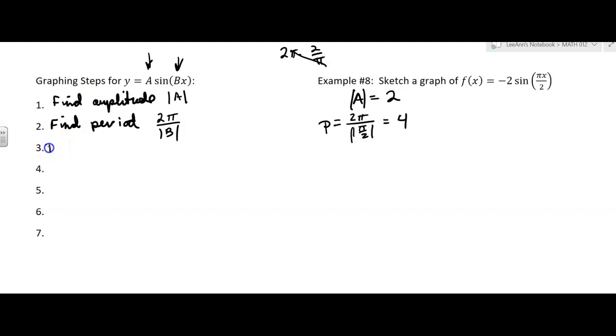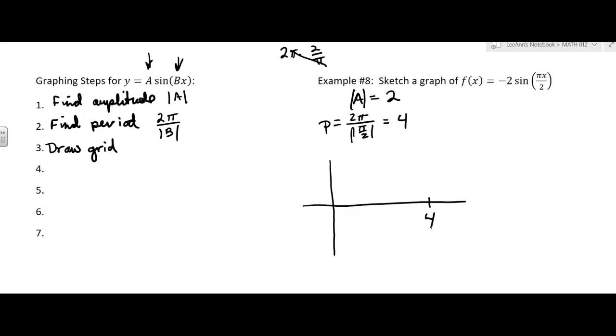We're not going to do it in terms of pi this time. We're going to do it in terms of integers: 1, 2, 3, 4. We need a period. It doesn't say how big they want me to graph, like over 2 periods or over 1 period. I'll just do 1 period. So I know I'm going to go out to 4. Now this is what your book doesn't talk about that I'm going to talk about.